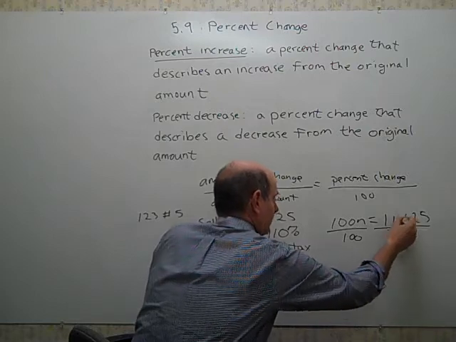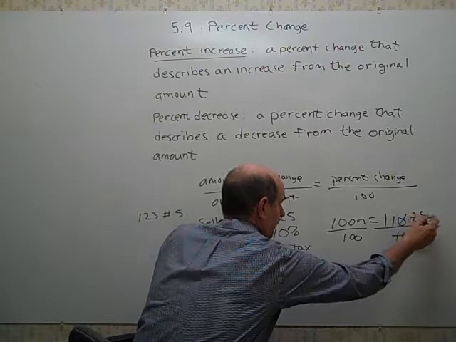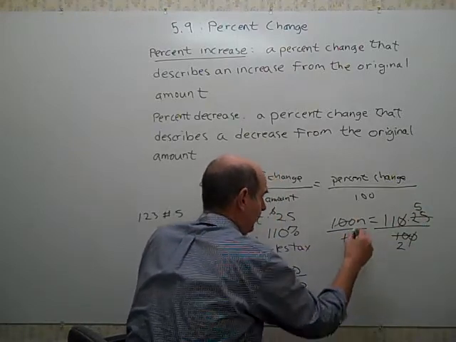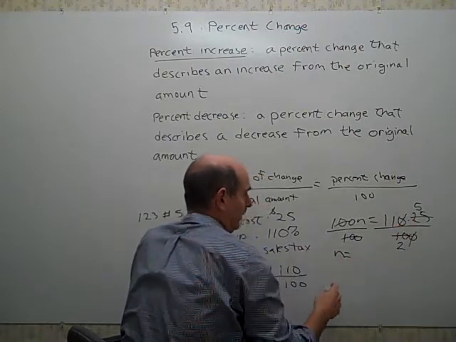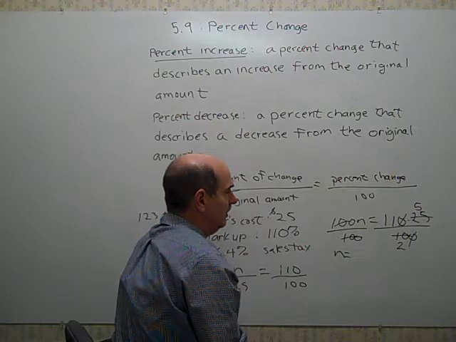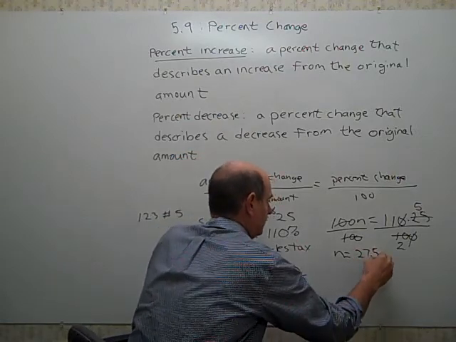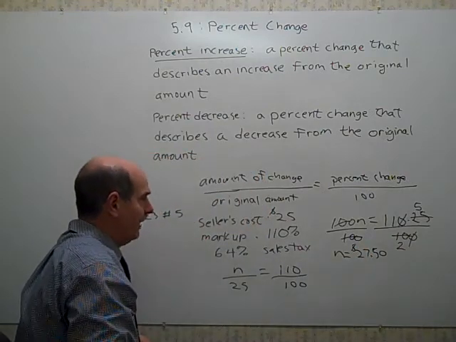I'll just save a little time there and knock that off. I'll do 5 into 10 goes twice. 5 into 25 goes 5 times. So n would equal 11 times 5 divided by 2. 11 times 5 is 55. And half of 55 is 27.50. So the markup amount is $27.50.